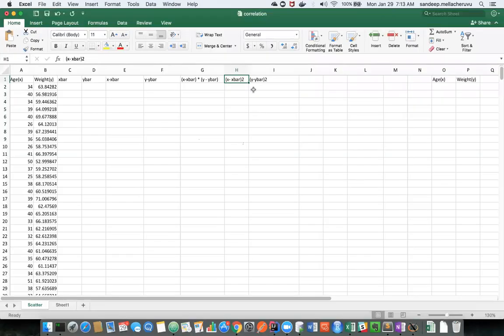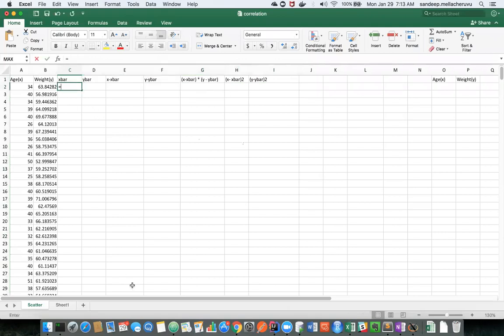And there are two more columns, which is x minus x bar square and y minus y bar square. This is used for variance of x and variance of y. For now, let's not consider these two. Let's consider only these 5 columns. Let's see how it goes.